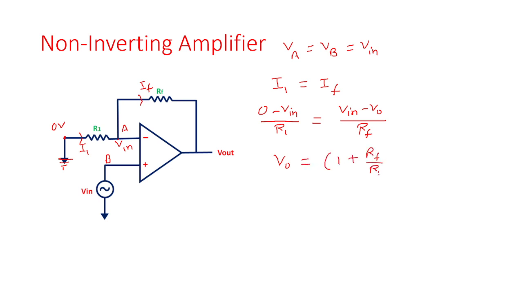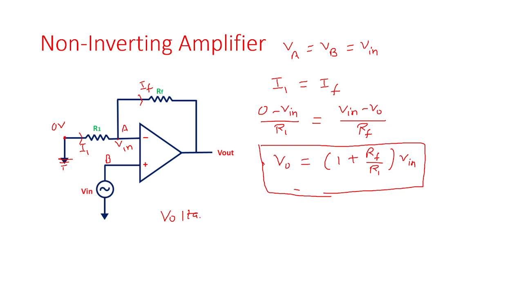by R1 into Vn. This is the output voltage, which is the function of the input voltage and the resistors given in the circuit. So output voltage is 1 plus Rf divided by R1 into Vn, and voltage gain is nothing but V0 divided by Vn, that is the output voltage divided by input voltage, is equal to 1 plus Rf divided by R1.